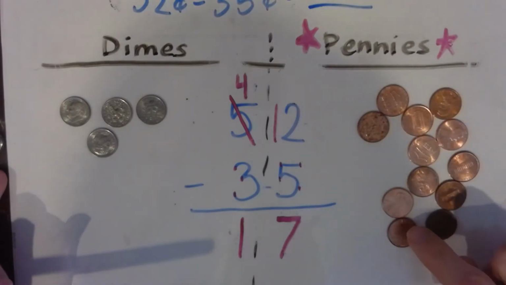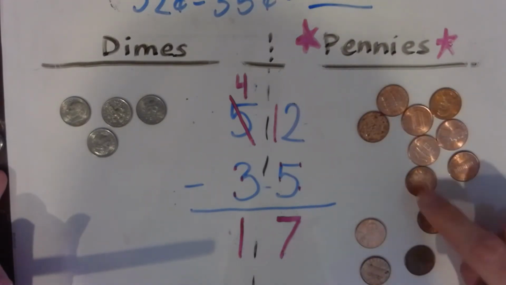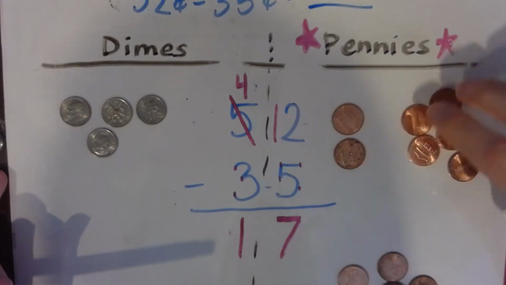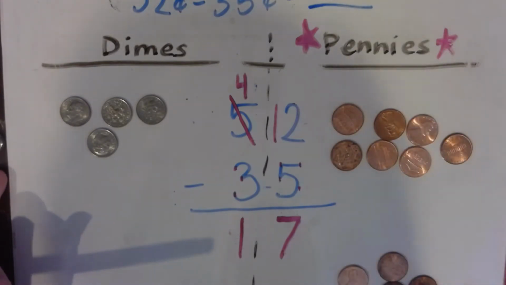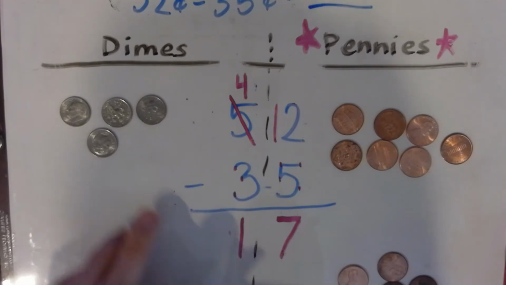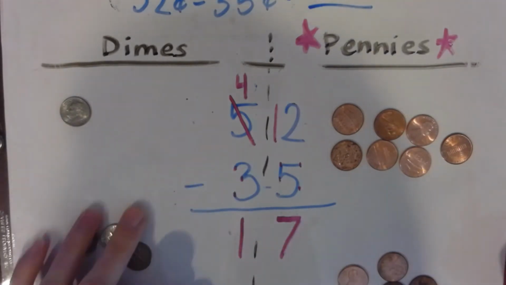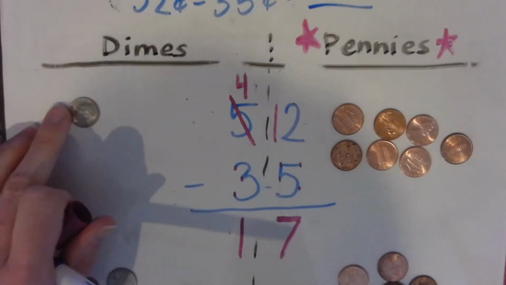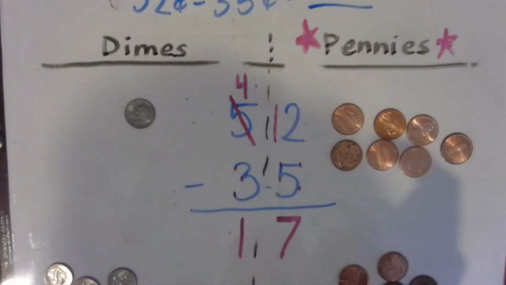We take 5 away. 1, 2, 3, 4, 5. And we have 2, 4, 6, 7 left. We had 4. We took 1, 2, 3 away. Now we only have 1 left. So 52 minus 35 equals 17.